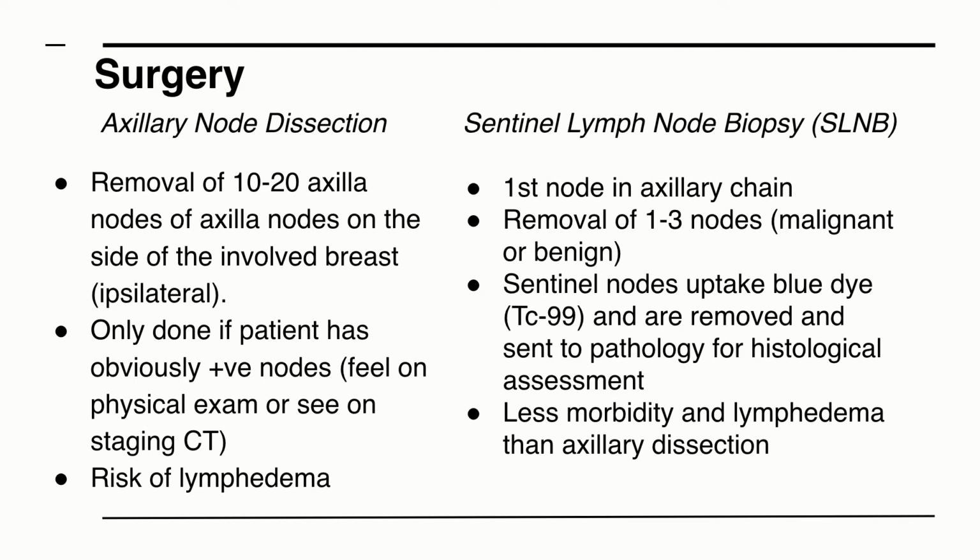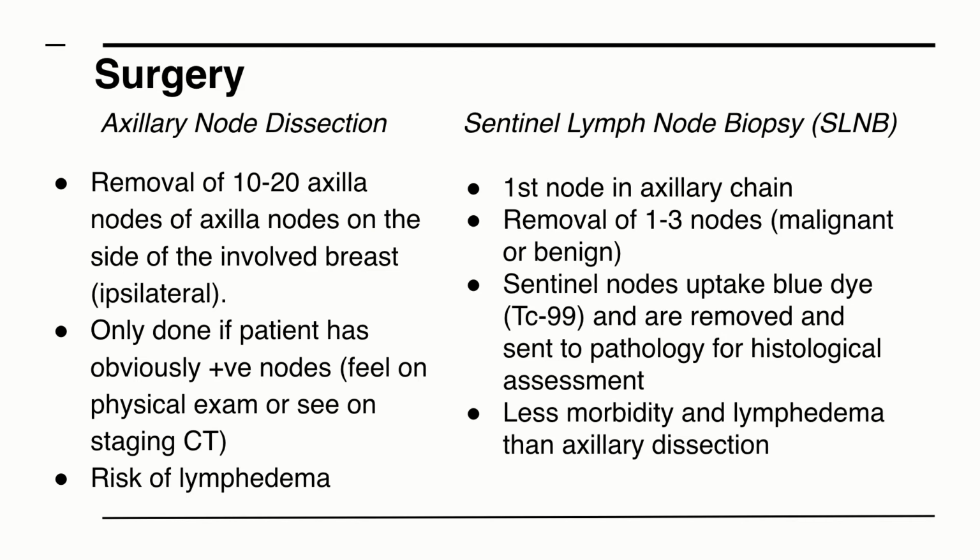So what we do is we actually sample that node and we send it to the lab so it can be explored by pathology. If that node comes back and it is clean, there is no disease, then most of the time we will not progress to a full nodal dissection because there's not a need. That first node and those first few nodes, they are going to be indicative of what the rest of the chain is actually going to look like.